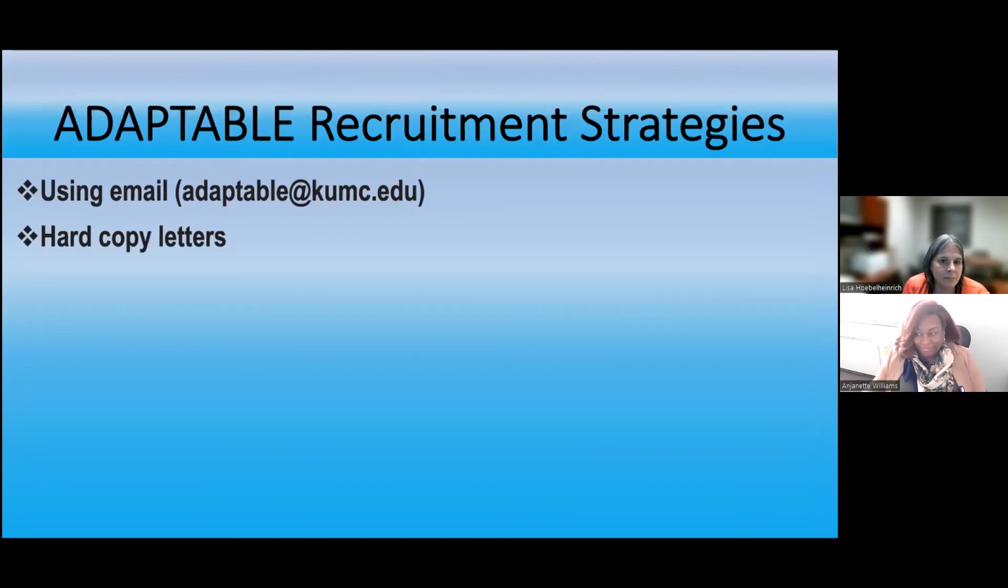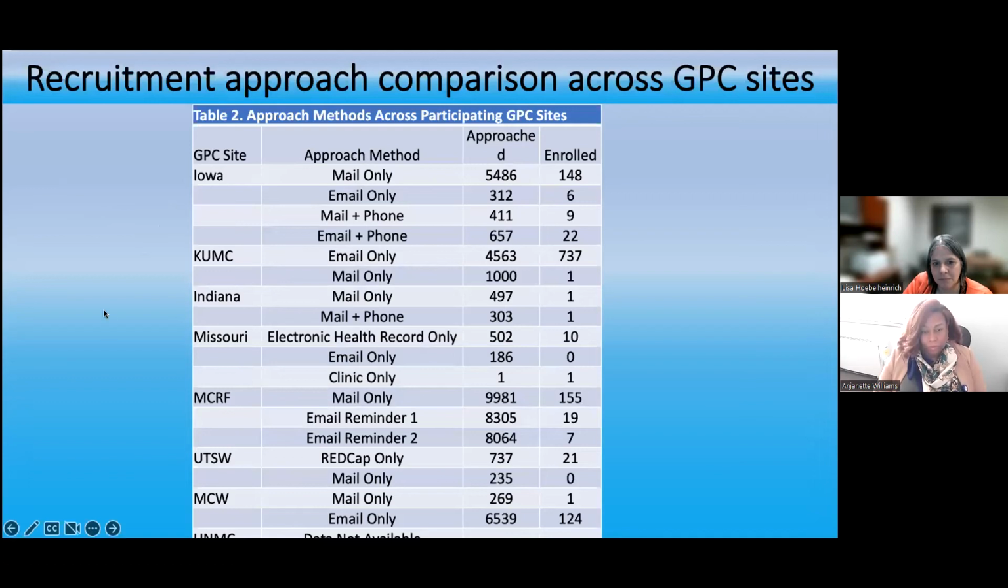And the primary recruitment strategies back in the day, we did not have a working partnership with the KUH team to implement MyChart. But what we did as KUMC, we created an adaptable at kumc.edu, and we sent all these emails out to patients. And we just tried out hard copy letter mails for only 1,000 patients. And here are some statistics.